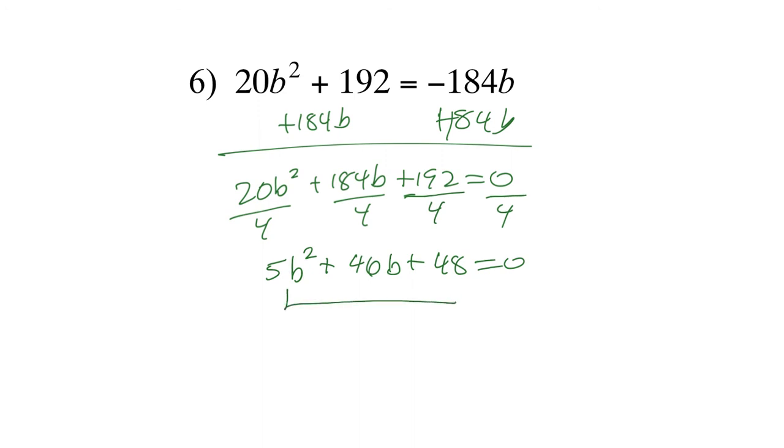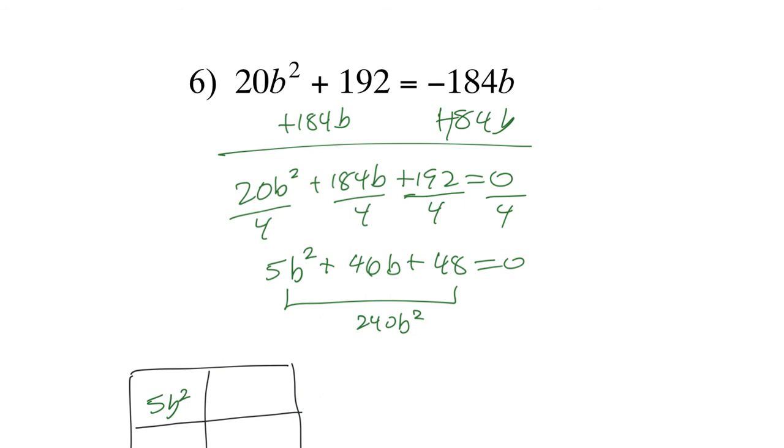So again, I'm going to multiply those two. So 5 times 48 is 240 again. Again, box method. It's the easiest way right here. I'm going to put the 5b squared here. I'm going to put the 48 down here. Two numbers that you multiply and give you 240, and you add and give you 46. Those numbers in this case are 40b and 6b.